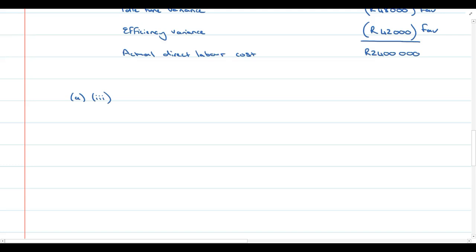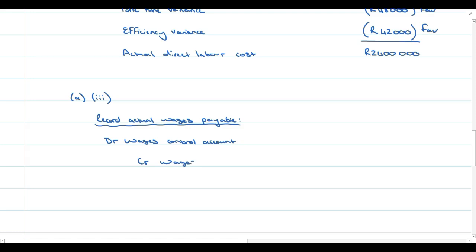So first, we need to record the actual wages that are payable. And we debit the wages control account. And we credit wages payable with the actual labor cost of 2.4 million Rand.